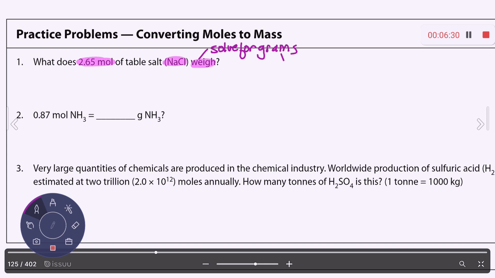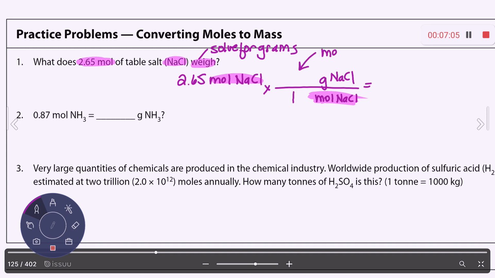Anytime they ask you for the mass or something and they don't give you a unit, it's grams. Okay, so we're going to take 2.65 moles of NaCl, and you need to cancel this unit, moles of NaCl, so we're going to write that unit on the diagonal. And then we're converting to grams, so we put it on top. The number 1 always goes where moles is. So will the number 1 go on the top or the bottom? Bottom. Yeah. And the number that goes here is the molar mass of NaCl.